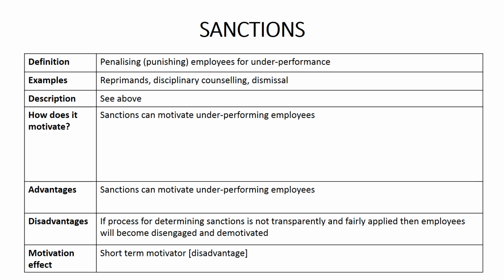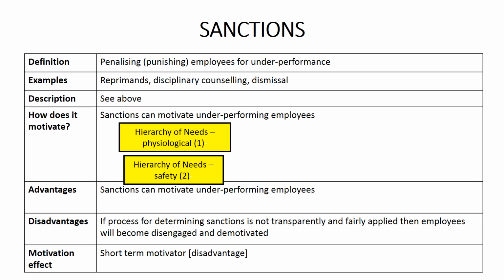According to Maslow's hierarchy of needs, threatening to reduce an employee's pay will threaten the satisfaction of that employee's physiological needs, and so will motivate the employee to improve their performance. Likewise, threatening to dismiss an employee will threaten the satisfaction of the employee's safety needs, and so will motivate the employee to improve their performance. And finally, threatening to demote an employee will threaten the satisfaction of that employee's self-esteem needs, and so will motivate the employee to improve their performance.